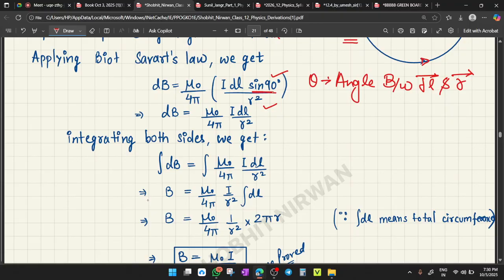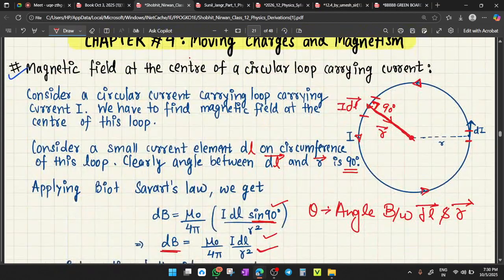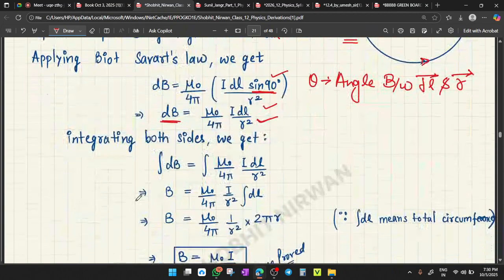Sine 90 equals 1, so dB equals mu naught upon 4 pi, I dl upon r square. Clear? Integrating both sides. As we have, dB is the magnetic field intensity due to this small differential length, but we need to find the intensity because of this whole wire arrangement, this whole current loop. So we need to integrate it.